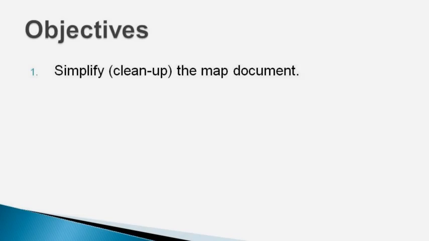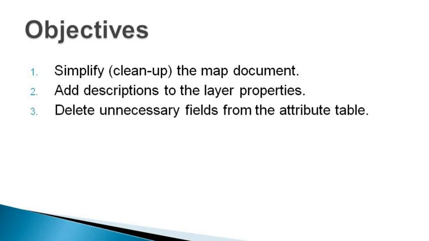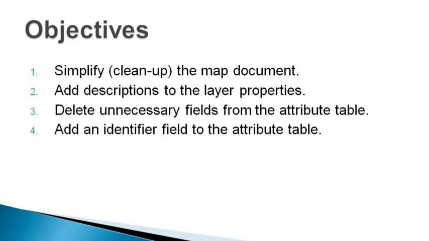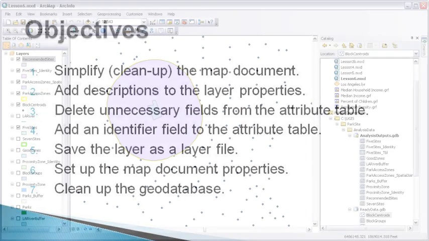First, we want to simplify or clean up the map document. Second, add descriptions to the layer properties. Third, delete any unnecessary fields from the attribute table. Fourth, add an identifier field to the attribute table. Fifth, save the layer as a layer file. Sixth, set up the map document properties. And the 7th objective is to clean up the geodatabase.